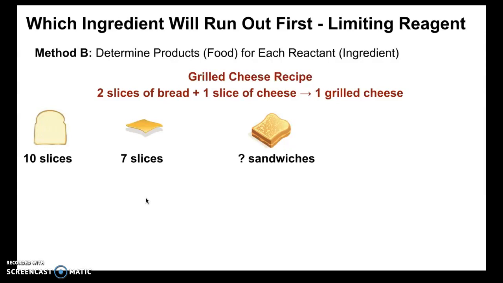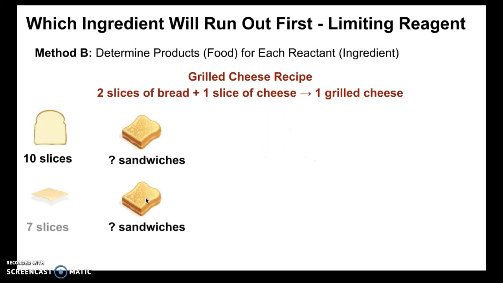But in this method, instead of comparing the two reactants, we're going to determine the amount of product or food we can make for each reactant or ingredient. So using the grilled cheese analogy first, just to ground us in what we're doing, that would look like this. We would try and figure out, for the 10 slices of bread, how many sandwiches I can make, and for the 7 slices of cheese, how many sandwiches I can make.